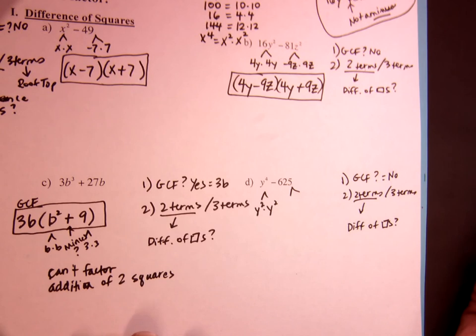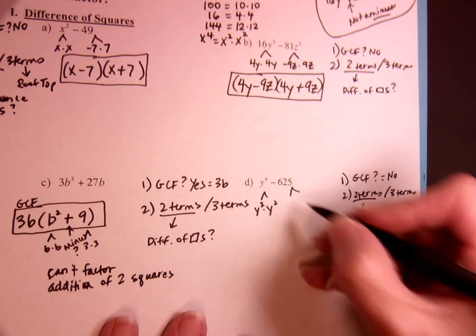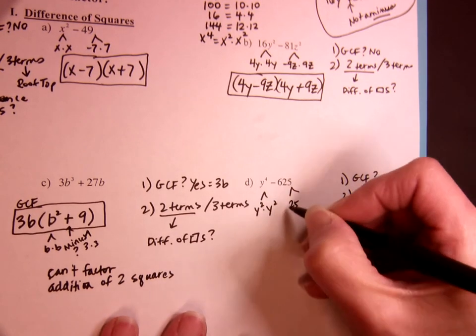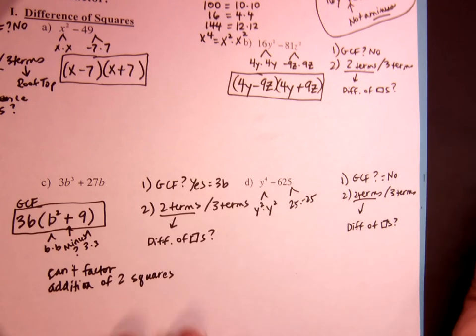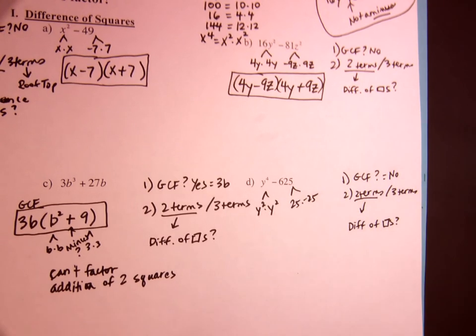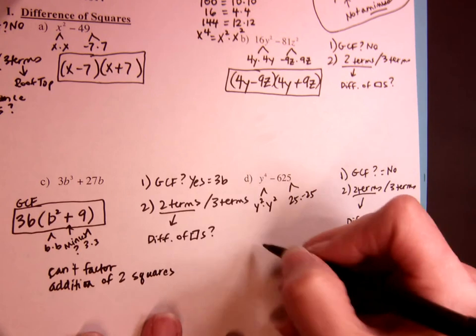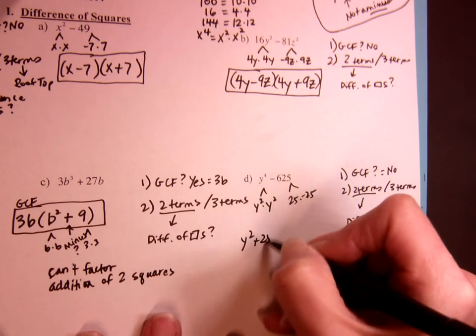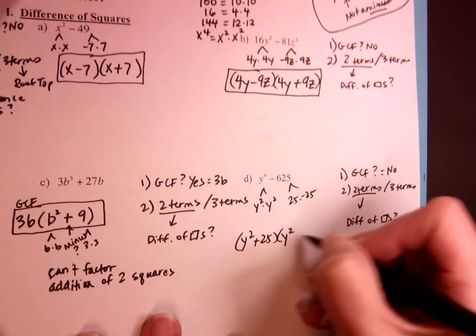Nobody remembers what that one is? Try square rooting 625. It's 25, right? So one of them has to be a positive and the other one has to be a negative for it to cancel out the middle terms. So then this would be y squared plus 25 and y squared minus 25, but we're not finished.